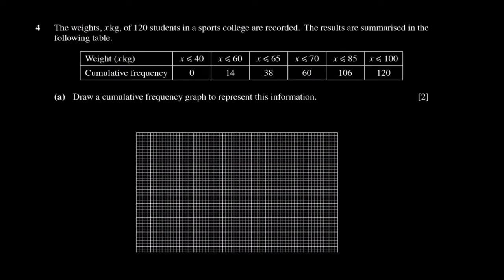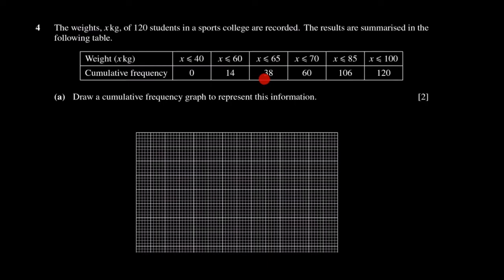Okay, question 4. The weights X kilograms of 120 students in a sports college are recorded. The results are summarized in the following table. We want to draw a cumulative frequency graph to represent this information. Basically, the way we draw a cumulative frequency graph is that the upper boundary of each of these classes is where we plot our cumulative frequency value. So, for example, here, we would plot the coordinates 65, 38.